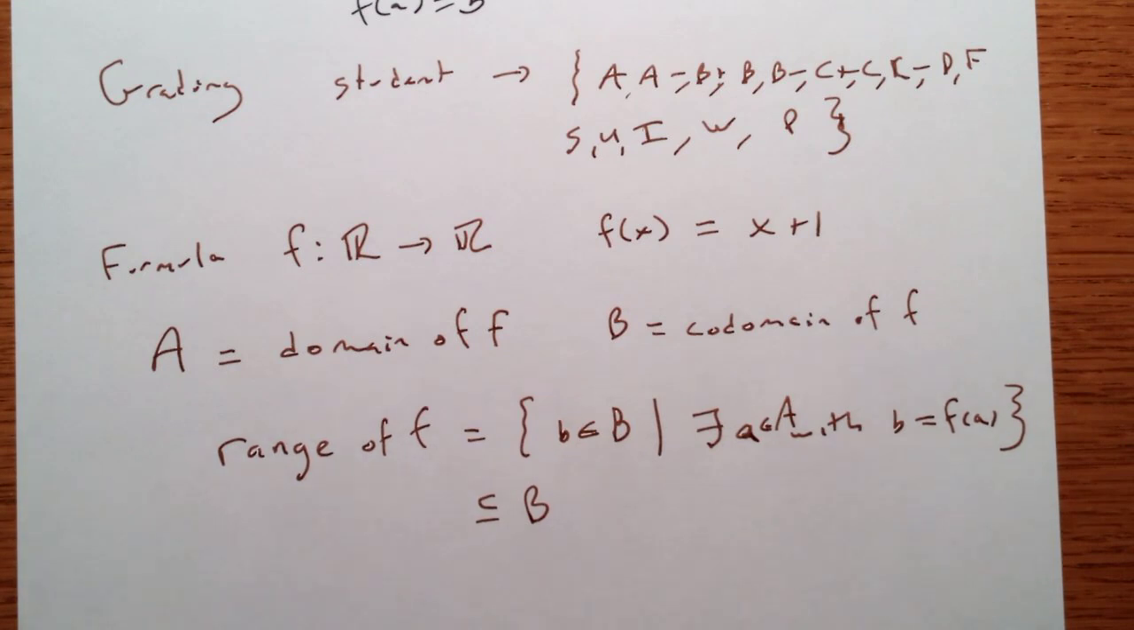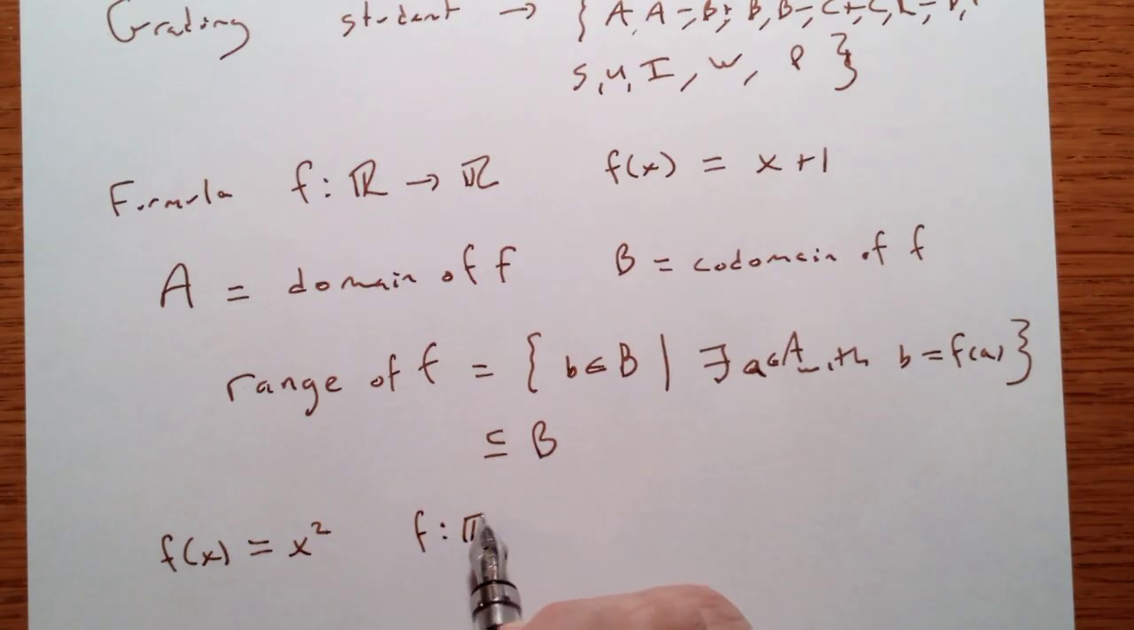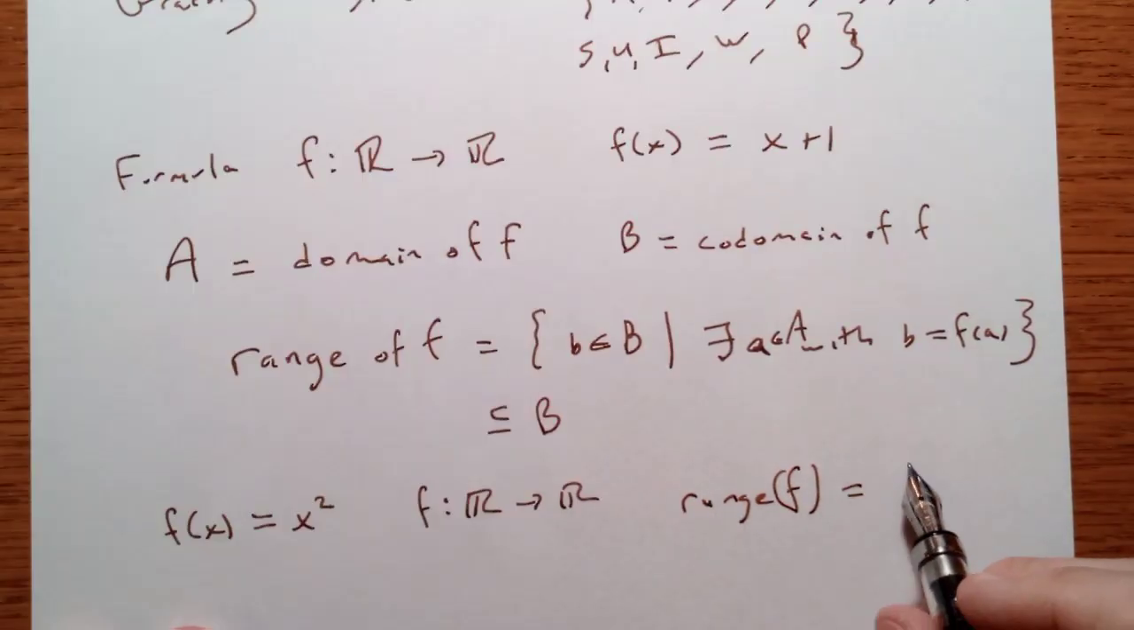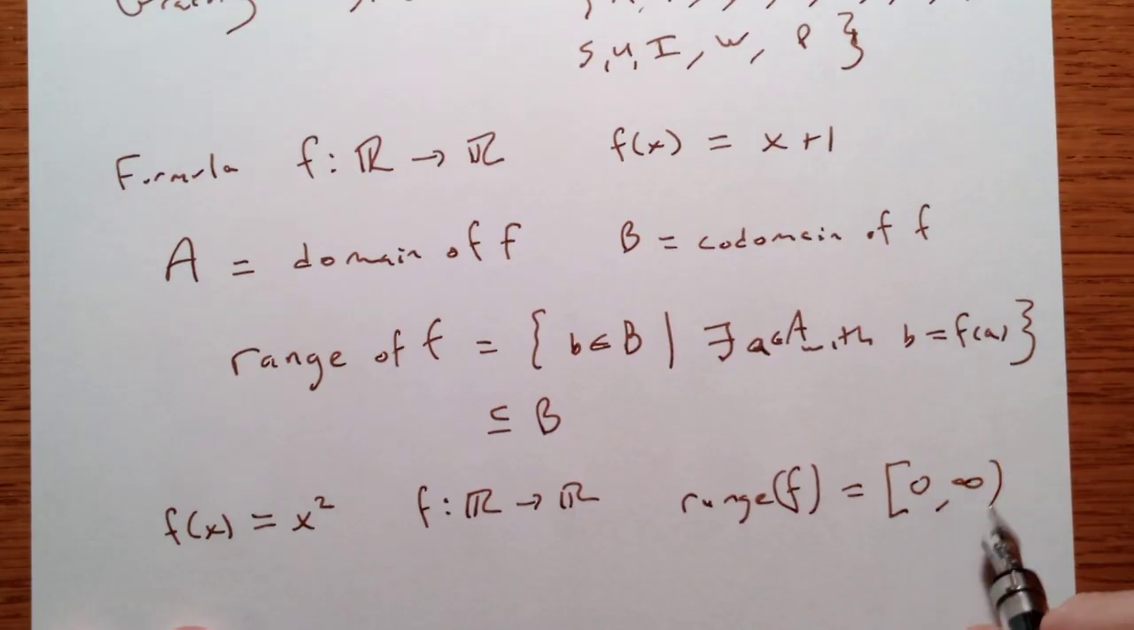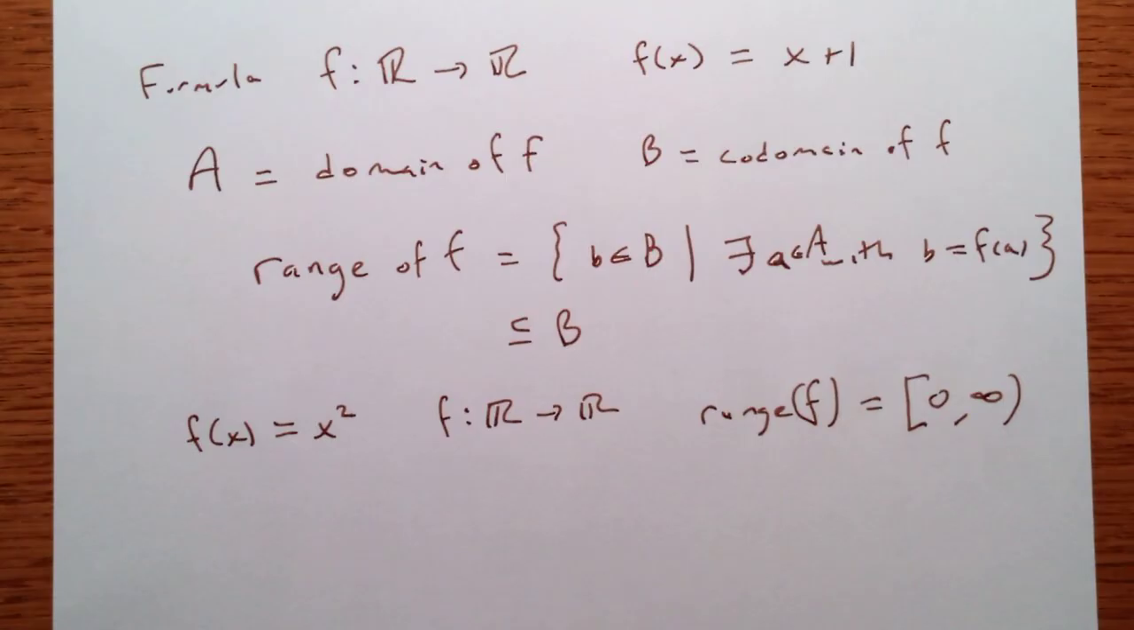For example, algebraically, the function f of x equals x squared. If I think of this as a function from the real numbers to the real numbers, well, no matter what real number you put in, you're going to get a real number out. But the range of f is actually never going to include a negative real number. Since we don't get any negative real numbers, the range is a subset of the reals, not the whole set.